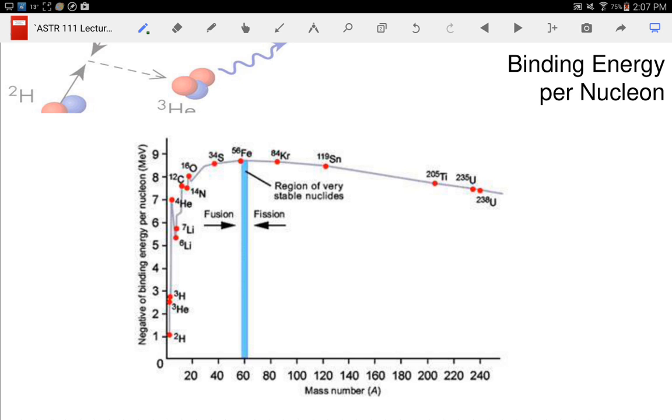Yes, sir? So could you fuse elements that are higher than iron, or would they, once heated up, just split into iron? This is a good question, exactly where I was going.